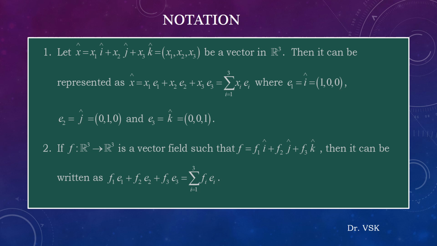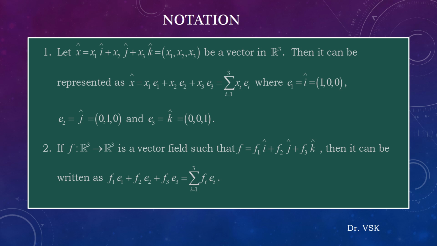This can also be represented by using summation symbol. x cap equals summation sigma over i xi ei. Here the index i takes the values 1, 2 and 3. If we expand this summation, we get our previous notation x cap equals x1 e1 plus x2 e2 plus x3 e3.